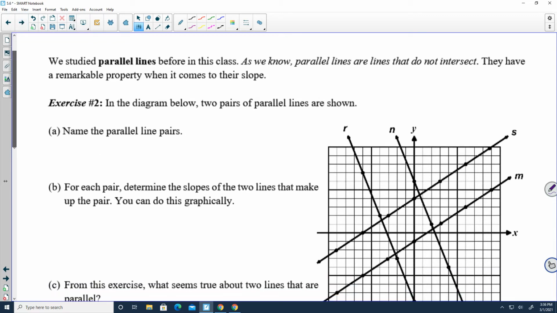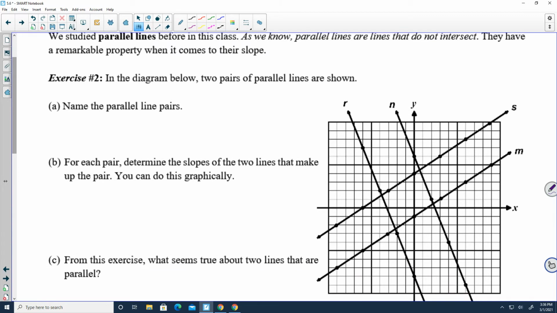In the diagram below, two pairs of parallel lines are shown. Name the parallel lines. So parallel lines, again, are lines that do not intersect. So my two pairs of parallel lines are going to be R and N. Okay, those lines will never intersect. And then S and M will never intersect either. Line S and line M will never intersect, they're parallel.